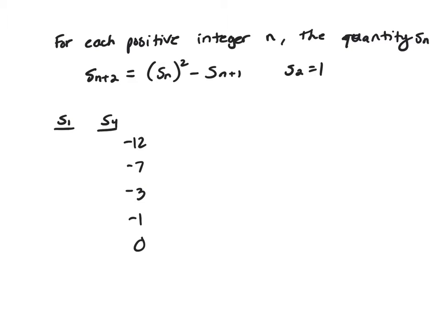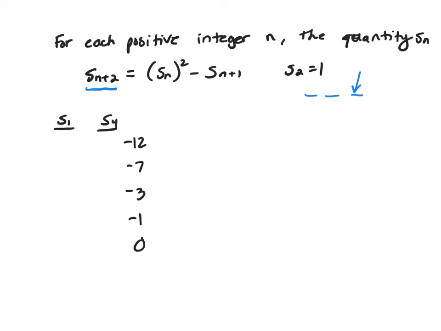We're trying to figure out the value for S sub 1 and S sub 4. I want you to look at the formula first. To find S sub n plus 2, remember the subscript tells you where you are in the list. So S sub n plus 2 would be here. And look how you find that.